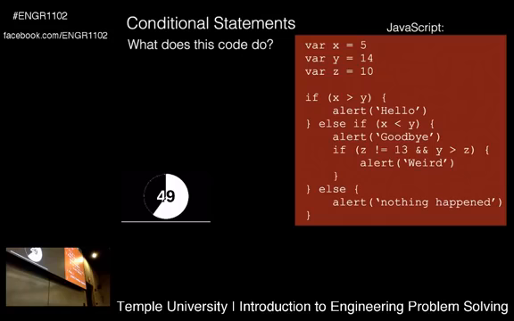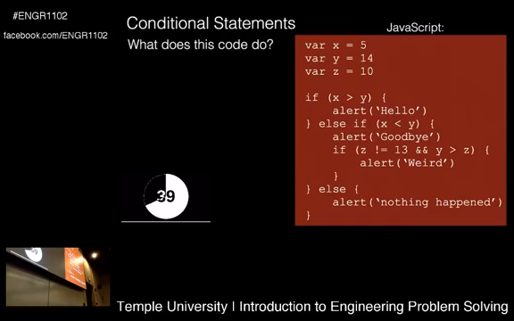We have values of x equals 5, y equals 14. So if x is equal to 5 and y is equal to 14, is the first case true? 5 greater than 14, so that's false. So it jumps from there down to this else if line. Now we're checking if x is smaller than y. Is that true? 5 less than 14? Sure. So that's what causes goodbye to be popped at us.